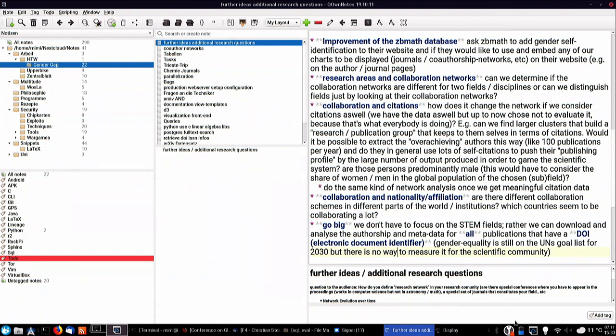And as the last point, we've created all our code in a way that we don't have to focus on the STEM fields, because with these DOI identifiers that are used nowadays, we can actually get the data for everything that's published with a unique DOI. And so we could actually do the evaluation for the whole scientific output. And I think this could be of interest, because gender equality is still in the UN goals list, the SDGs, but there's no way to measure the gender gap in the scientific community at all. And maybe this would be a good starting point.